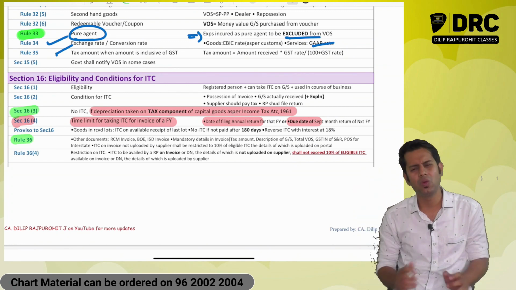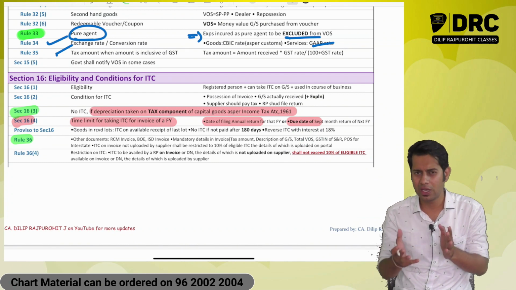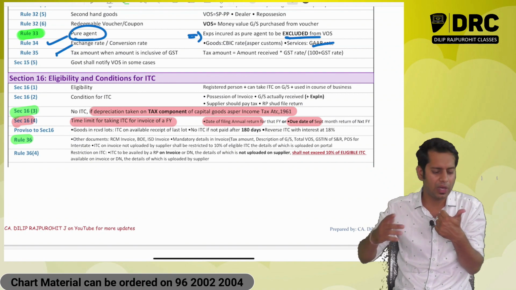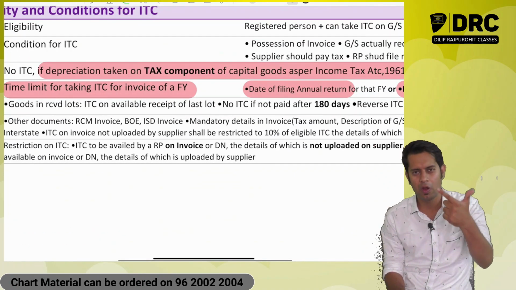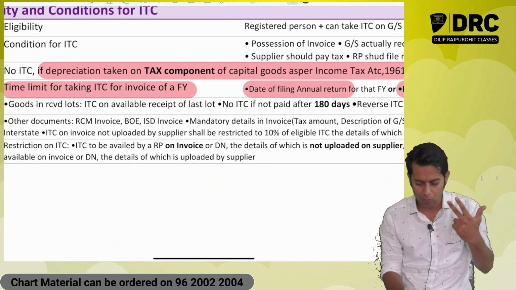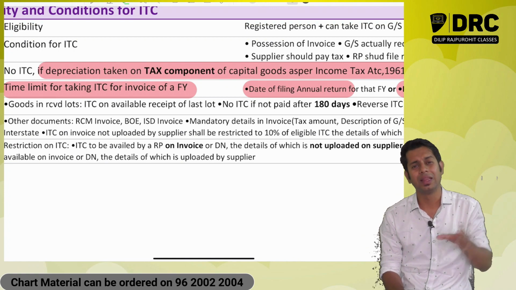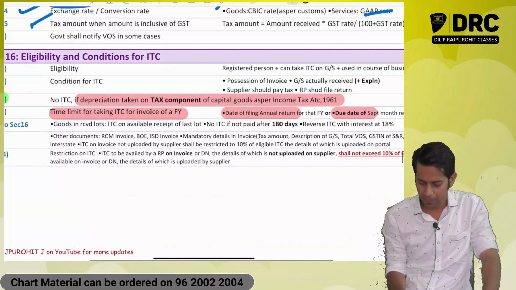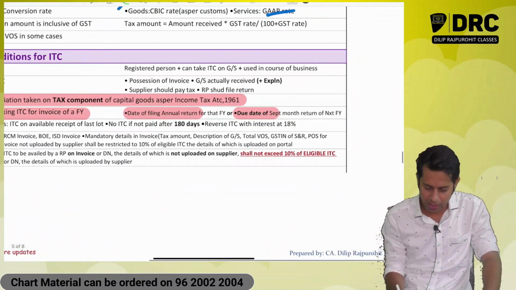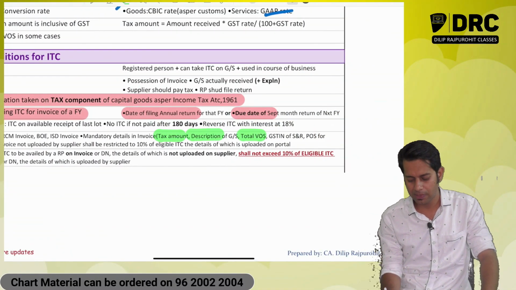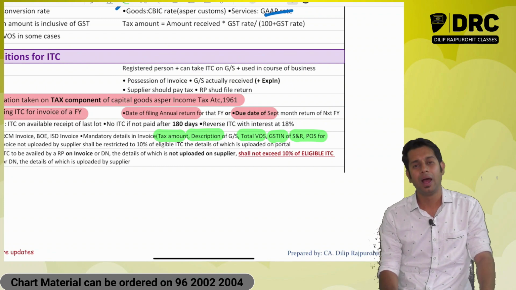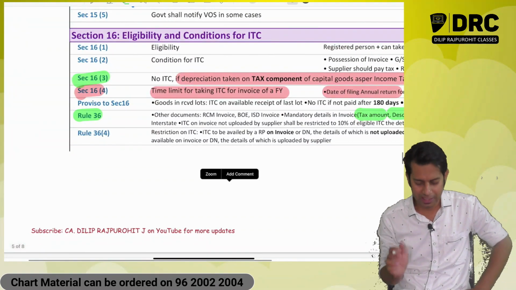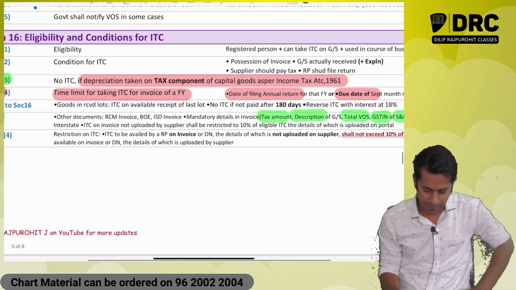Rule number 36 is there. Rule number 36 talks about various different points. One of those points is other documents based on which you can take input tax credit: your RCM invoice, bill of entry in case of import of goods, and input service distributor invoices. There are some mandatory details which are required to be present in those invoices based on which you are taking input tax credit. Which are those mandatory details? Tax amount, description of goods or services, value of supply, then GST number of supplier and recipient, and the place of supply details in case of interstate supply.